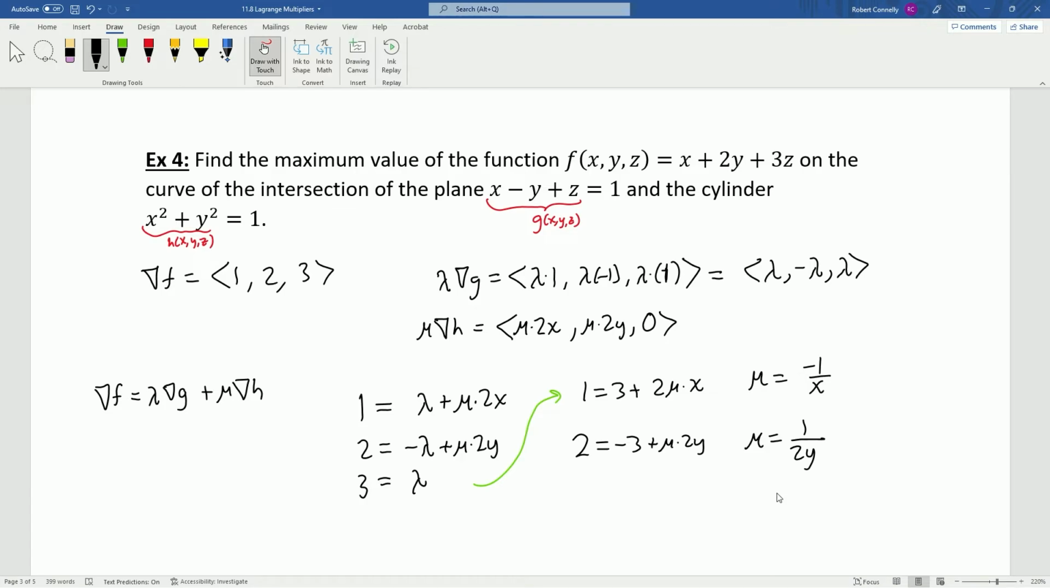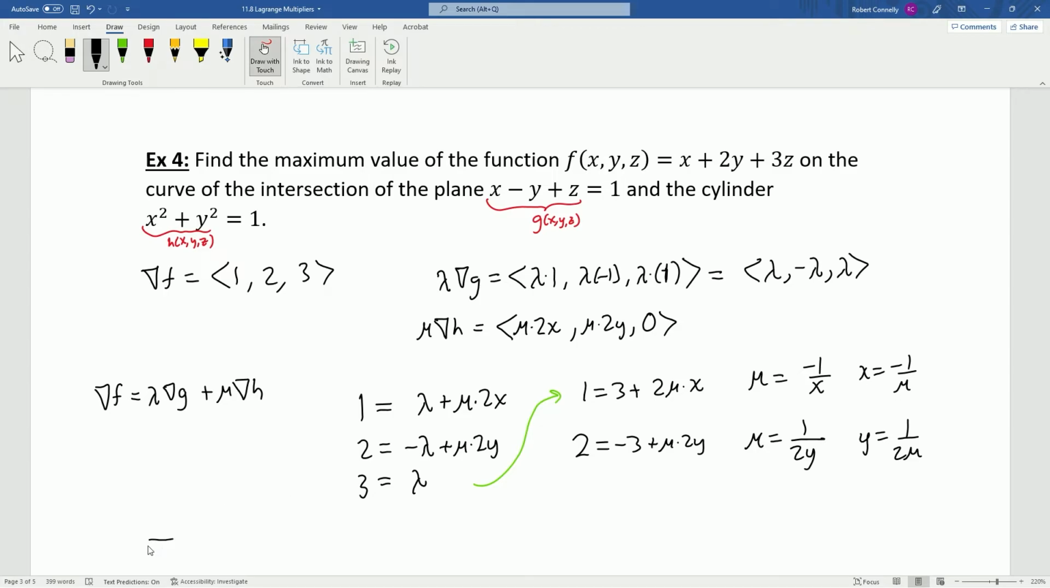Okay, well, I solved both of these for mu, but actually, what I really want to do is solve each one for x and y in terms of mu. So now that I'm thinking about it, I look at this constraint and go, if I had a formula for x and y here, I could plug them in and turn it into one variable. So let's try that. So that's easy enough. I multiply the x across and divide by mu, and I get x equals negative 1 over mu. And here I get y equals 1 over 2 mu.